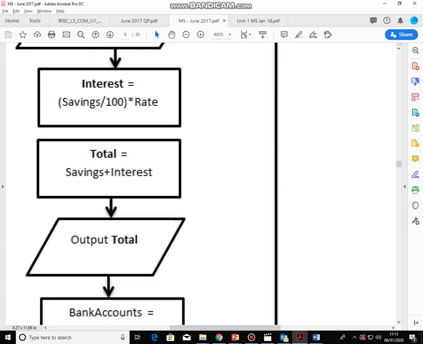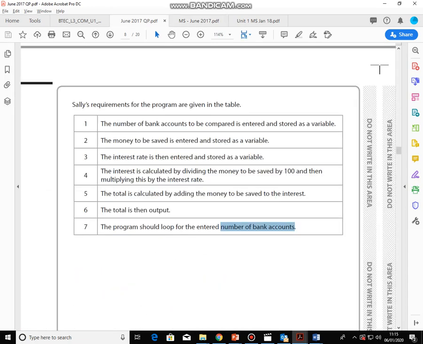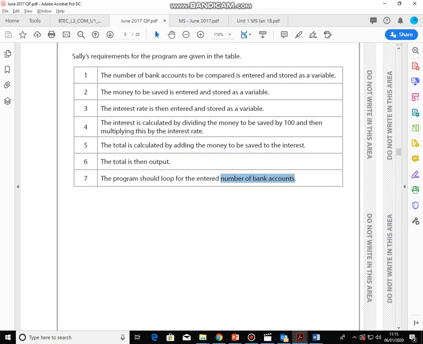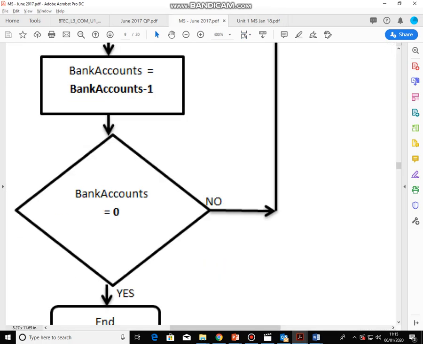However, there is one thing here that we haven't covered, which is a decision being made. Now let's see why a decision is being made here. The program should loop for the entered number of bank accounts. Based on the number of bank accounts, imagine I entered one bank account. I wanted to repeat this whole process once. If I enter two bank accounts, it's going to need to repeat that number of times. If I enter three, it's going to need to repeat. So because we are checking based on a condition, we need to use a decision. So we are deciding how many times for it to go back. Hence why we've now got this here.